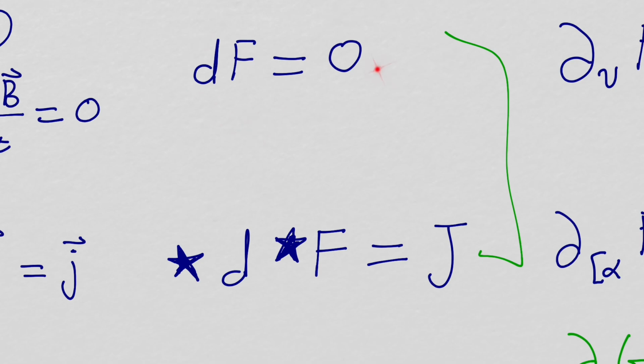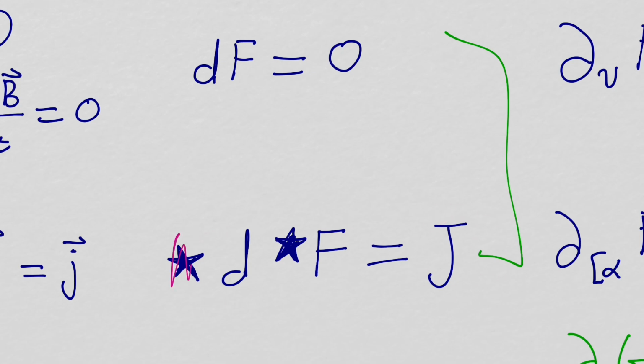So now we have dF equals 0 and the Hodge dual of the exterior derivative of the Hodge dual of the electromagnetic field form is equal to the current one form. So this is, let's see, this is a two form. The Hodge dual of a two form is a two form. The exterior derivative of a two form is a three form. And the Hodge dual of a three form is a one form. So this is the one form.